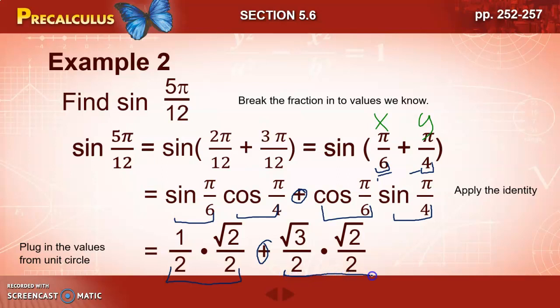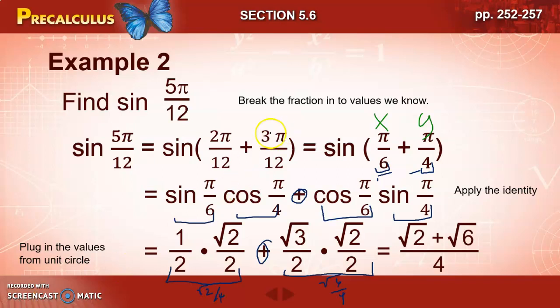So root 3 over 2 times root 2 over 2. When we multiply these, we get root 2 over 4. And when we multiply these, we get root 6 over 4. And when we add those together, we get root 2 plus root 6 over 4.